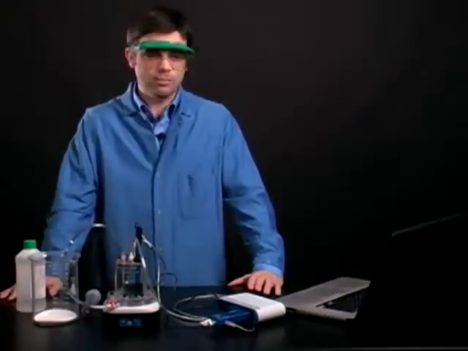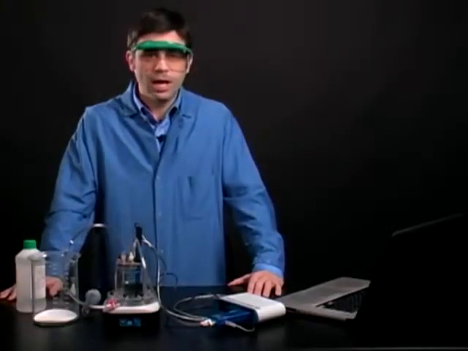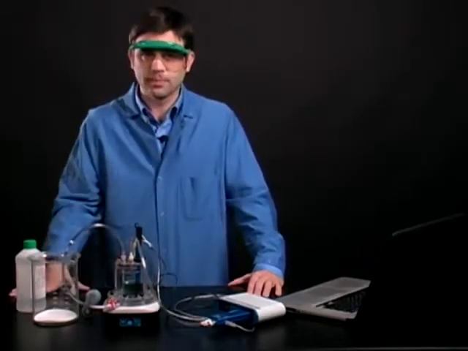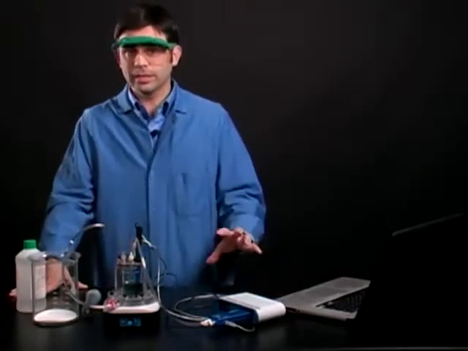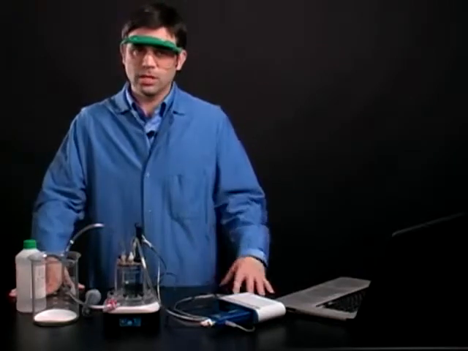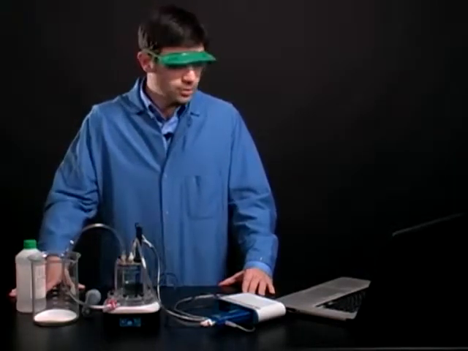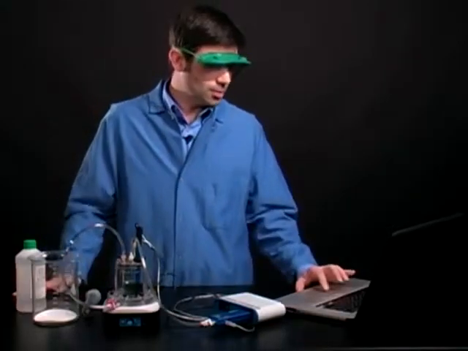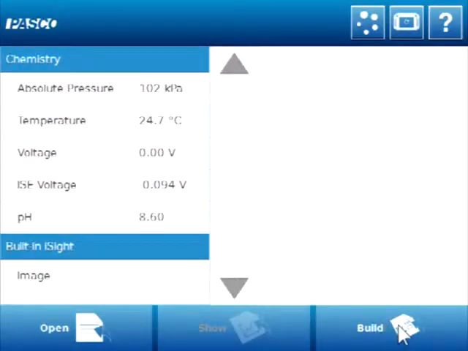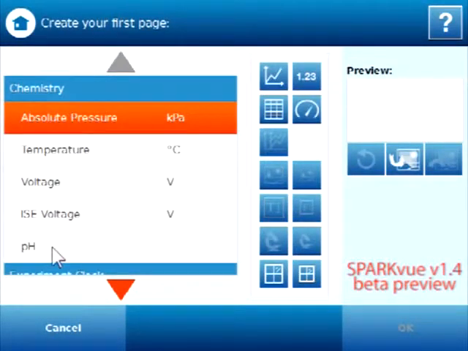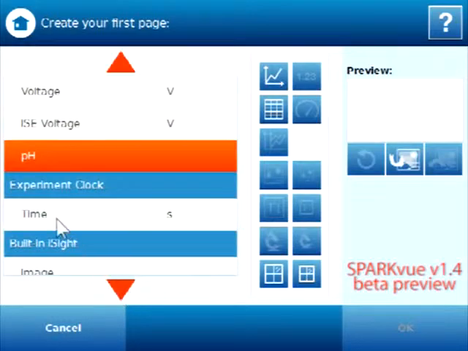So what I'm going to do is inject gases and see how those gases affect the solution. I'm not injecting the gases directly into the solution, but over the solution, and we can observe atmospheric properties that way. First, I'm going to set up my SPARKvue, and I'm going to build a graph using, again, the multiple y-axis. This time I'm going to look at pressure and pH as a function of time.